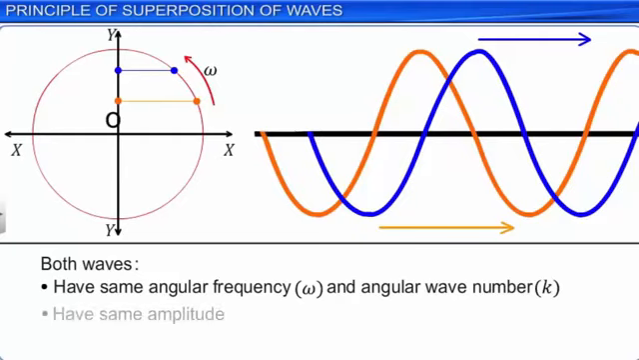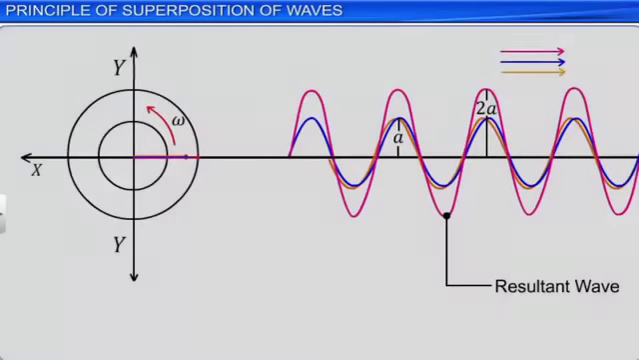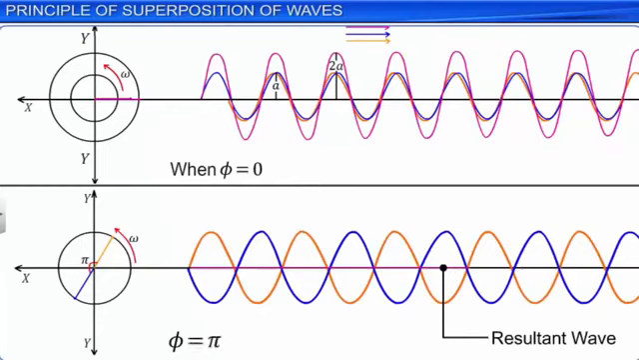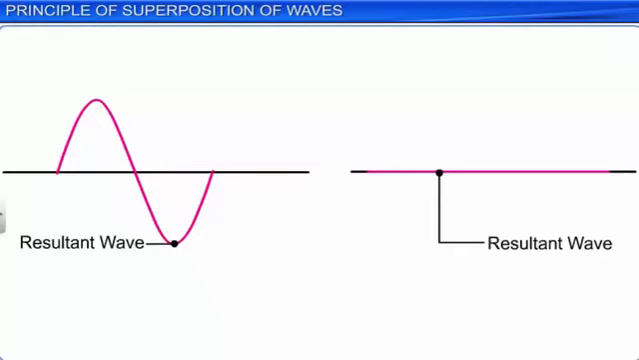That is, when phi is equal to 0, we find that the amplitude of the net waveform is doubled. When phi is equal to pi, the two waves are completely out of phase, and therefore the amplitude of the net waveform reduces to 0, and we get a straight line. When the value of phi is between 0 and pi, the amplitude of the net waveform keeps changing from 2a to 0, where a is the amplitude of the original waveform. The net waveform shifts by phi divided by 2. These observations can now be expressed mathematically.